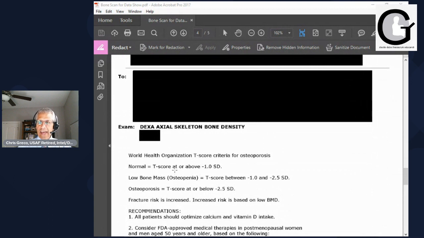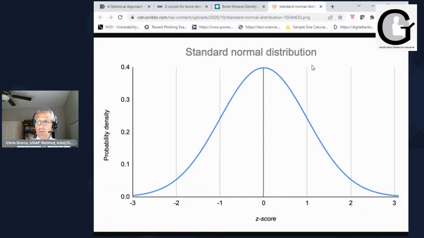Normal, T-score at or above negative 1 SD. Well, what's SD? SD stands for standard deviation. So let's take a look at a standard normal distribution. Here's a standard normal distribution.